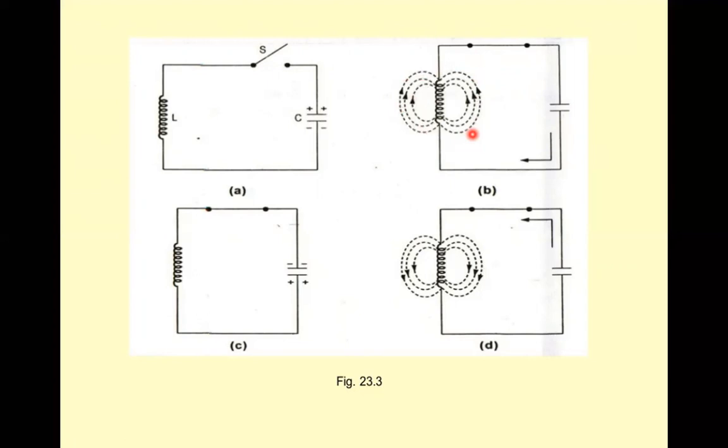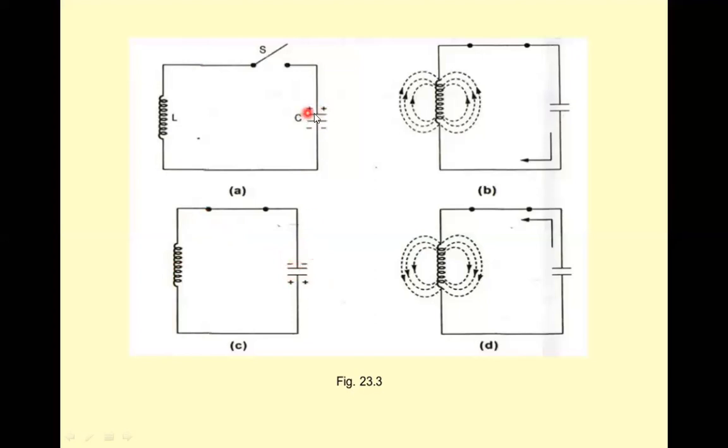This particular magnetic field begins to collapse and produces a counter EMF. The result is that the capacitor is now charged with opposite polarity. When it gives the counter EMF, then what will happen? This particular condenser is charged with opposite polarity.